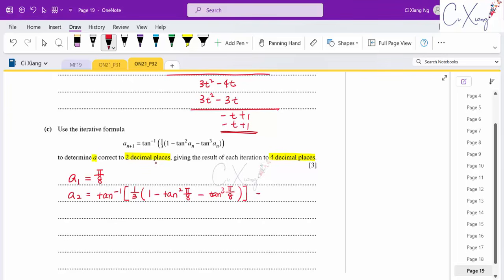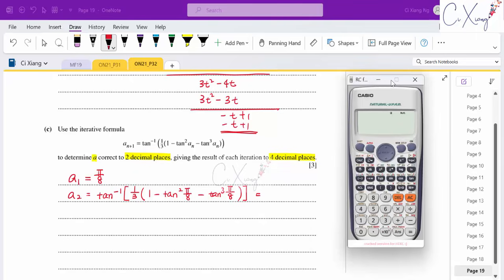Okay, so I have to press it by using the calculator to get the answer. First of all, I need to key the formula into the calculator, definitely, right? This equation is quite complicated. We have to make sure that we key it in correctly. So first of all, I want to have tangent inverse 1. So shift tangent, I will have tangent inverse 1.